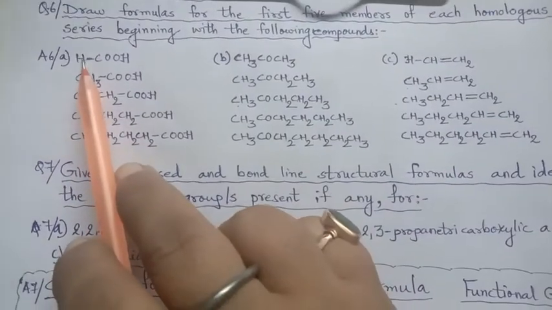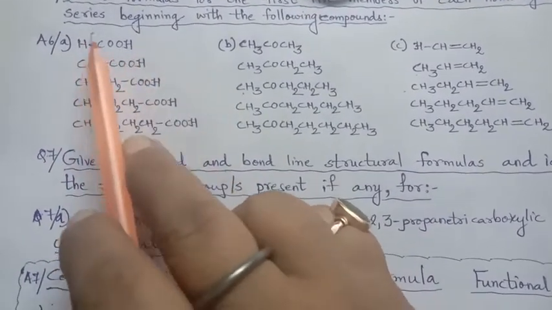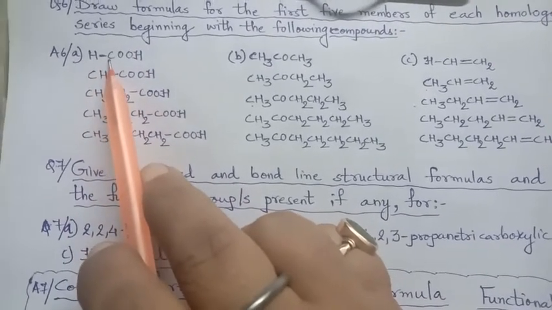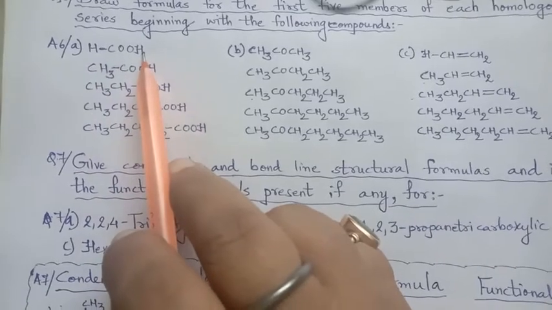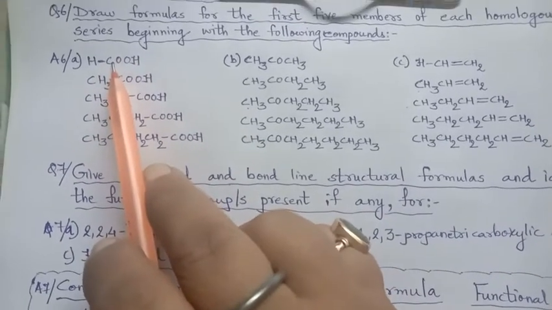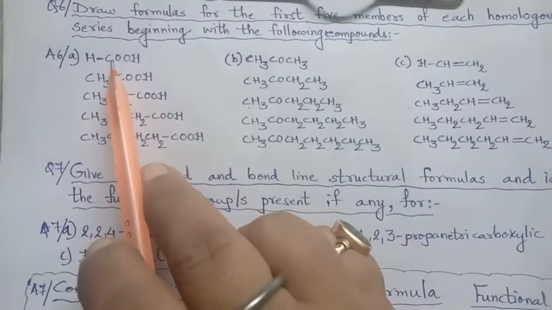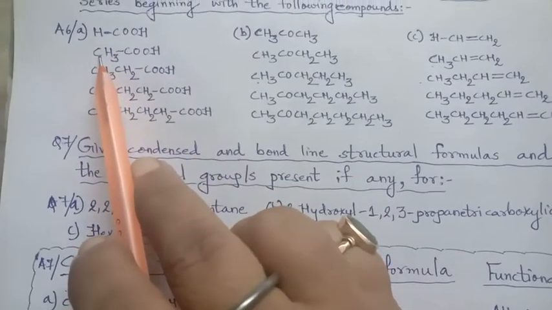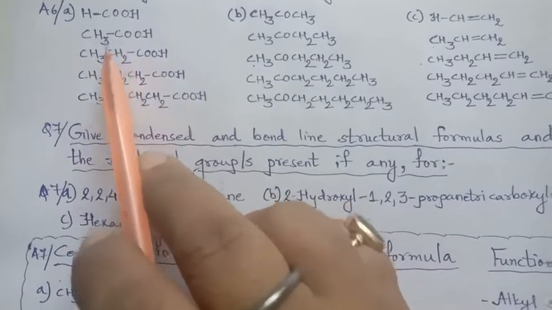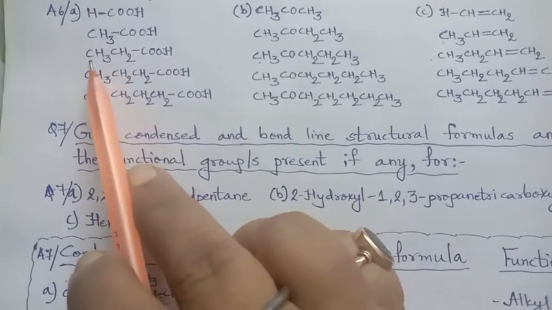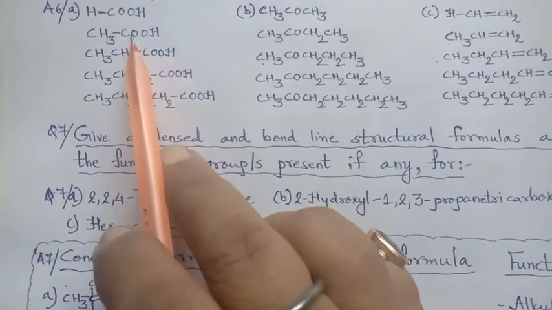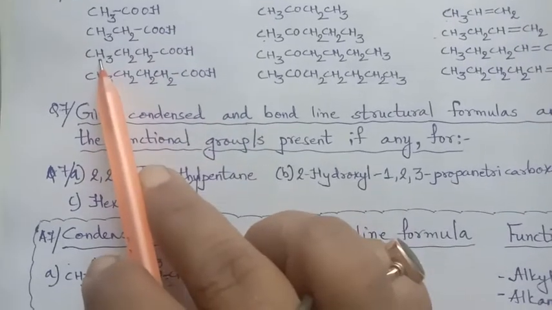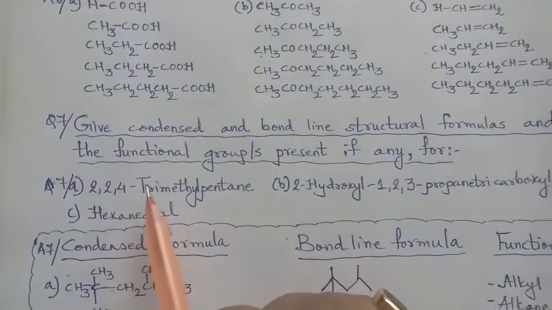So here it is HCOOH. Carboxylic group is added to the methane because one carbon along with the carboxylic acid and one carbon is the methane family, so it is methanoic acid. So one carbon is there, now it should be 2 carbon. So CH3COOH, add one more CH2, it will be CH3CH2COOH. So ethanoic, 3 carbon, propanoic, in the same way butanoic and pentanoic, right?